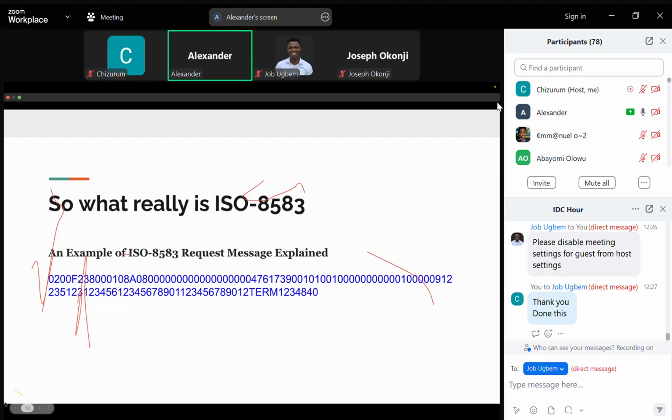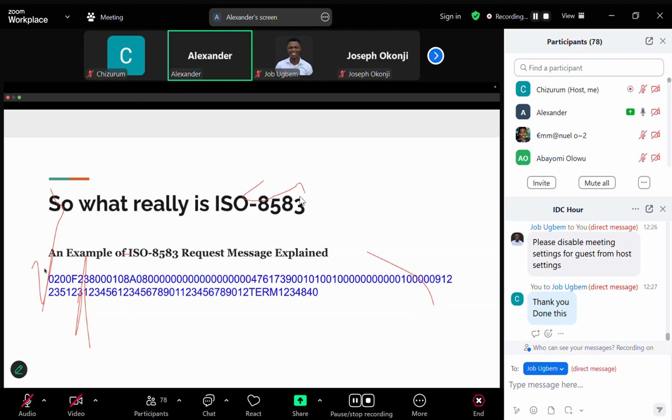Cheesy, please can you help me to clear this drawing on the screen, please? Somebody has drawn on my board. Thank you. Okay.